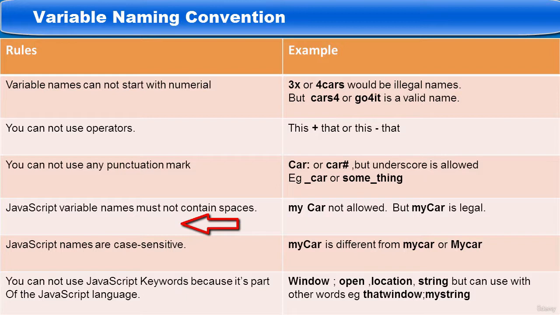For example, you can't name your variable my car with a space between the words. That's not allowed. However, you can give it myCar. That is legal. There cannot be any spaces between variable names.